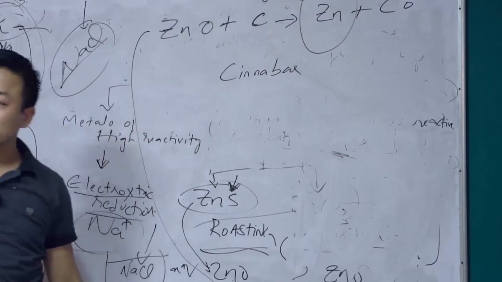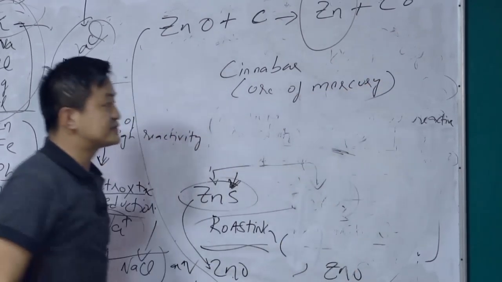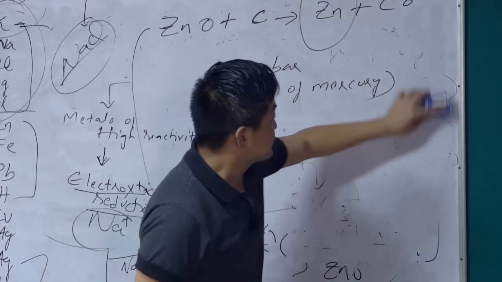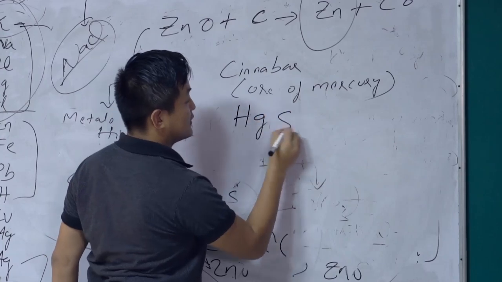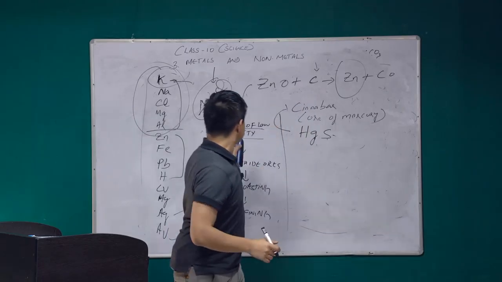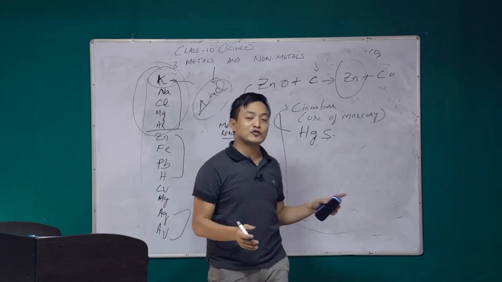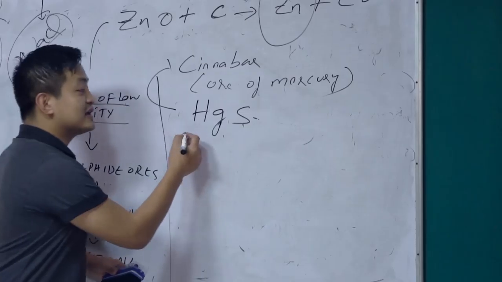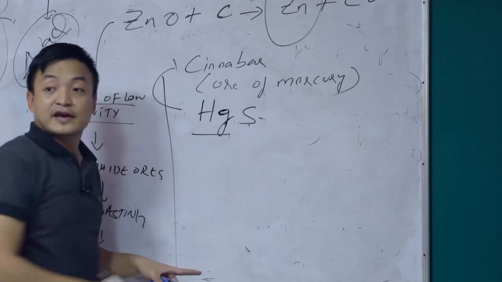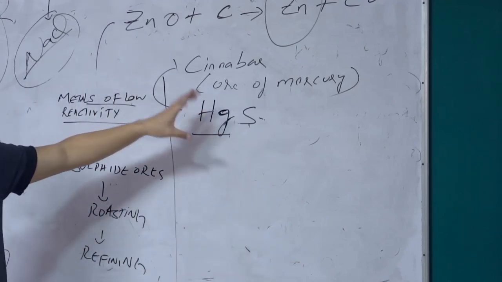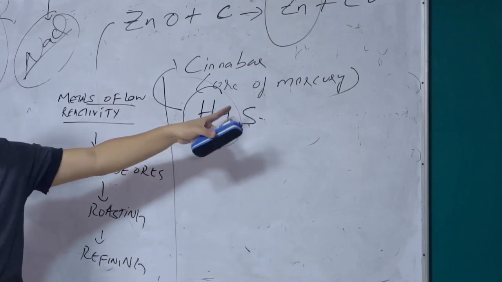For this, let's say cinnabar. Cinnabar is an ore of mercury. So, how do we get mercury from this cinnabar? Students, now it is about the least reactive metals. Cinnabar is actually a common name, but it is an ore of mercury. So Hg here. HgS means it is mercuric sulfide. So the common name is cinnabar. Now, what our goal is, we want to get this Hg. I want to separate this sulfide out of mercury.